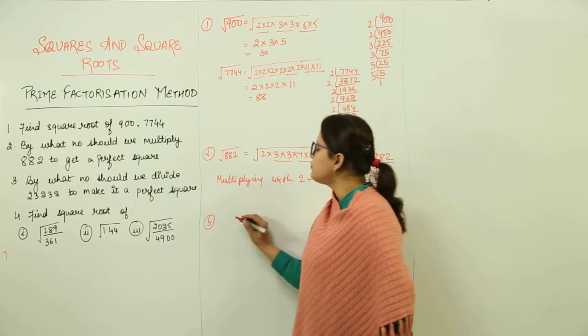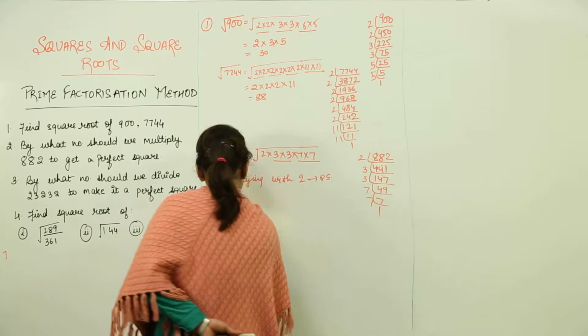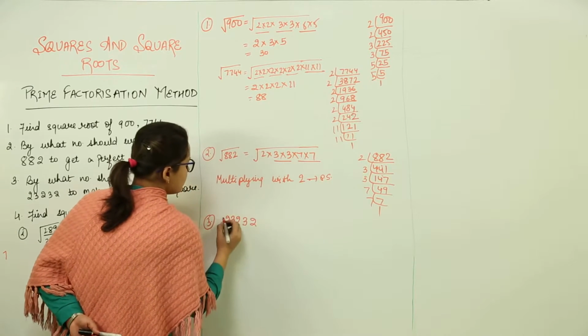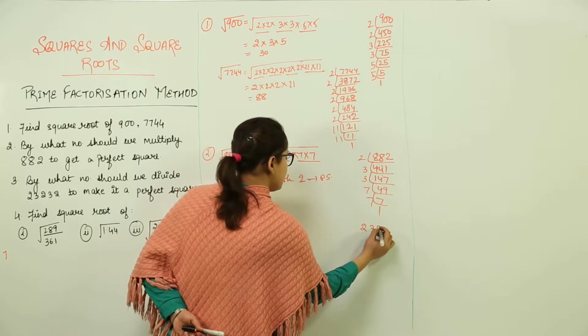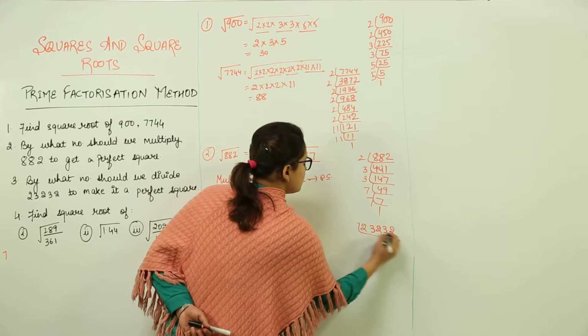Again we will have to find out the factors only, because we are doing the prime factorization method. Let us find the factors for this one. 2 3 2 3 2. What will be the factors?